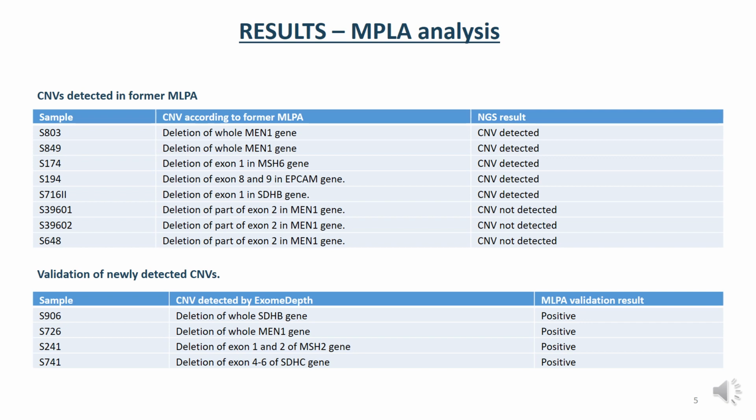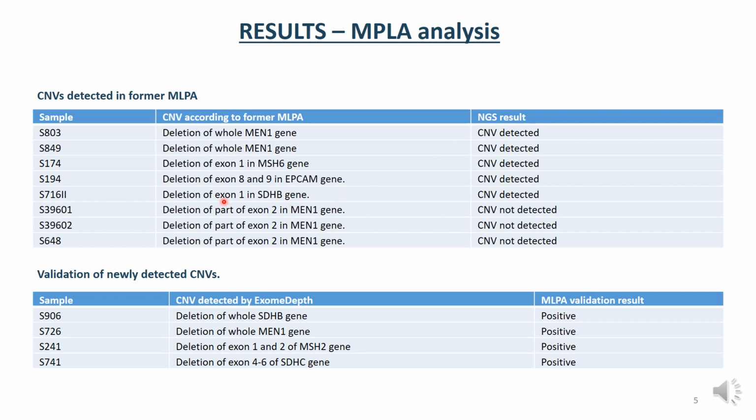Here I would like to show a few samples which were analyzed both by MLPA and by NGS. Here we can see 5 samples that were first analyzed by MLPA. And in MLPA, the deletion of minimum 1 exon was detected in each of the samples. When NGS results were analyzed, also the same CNVs were detected.